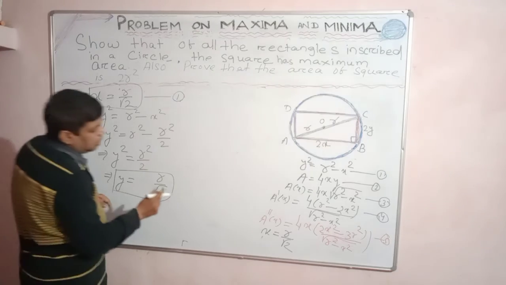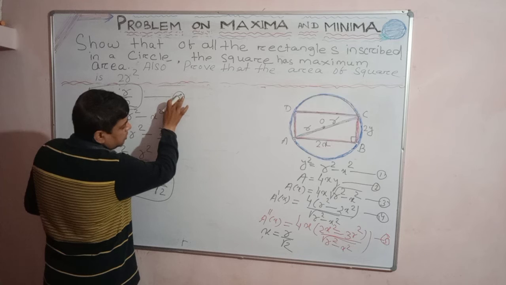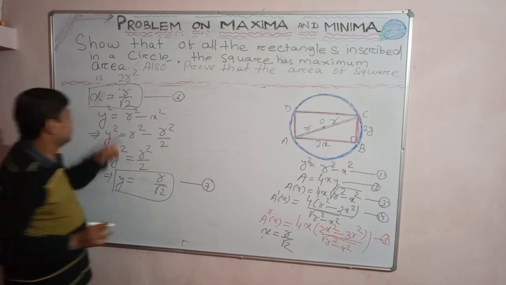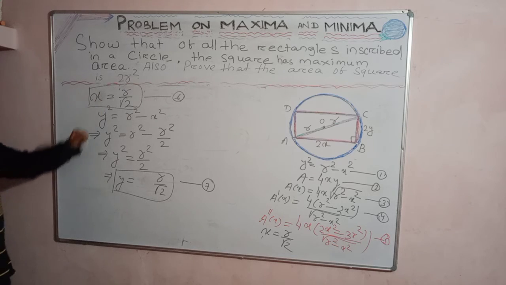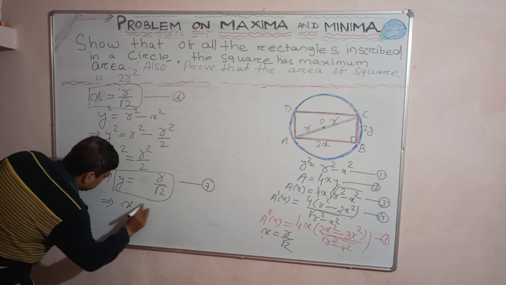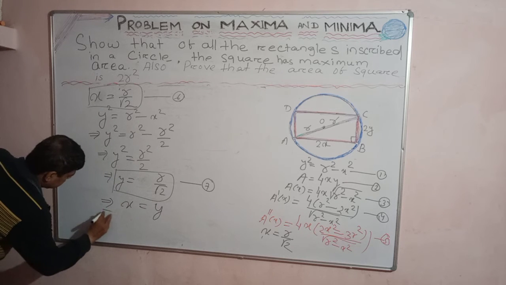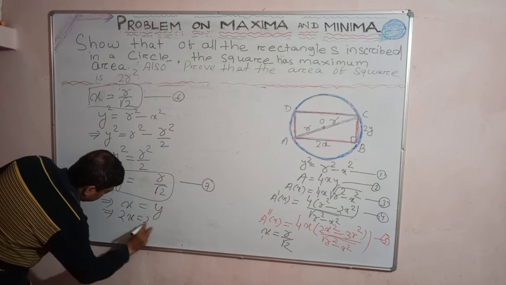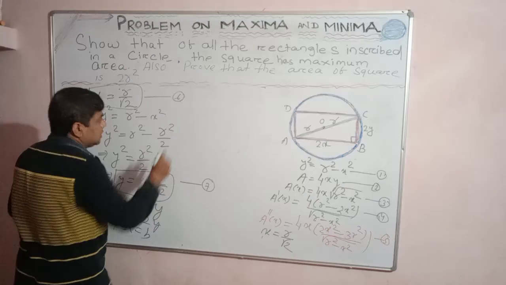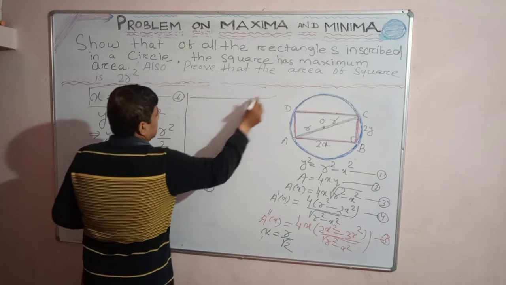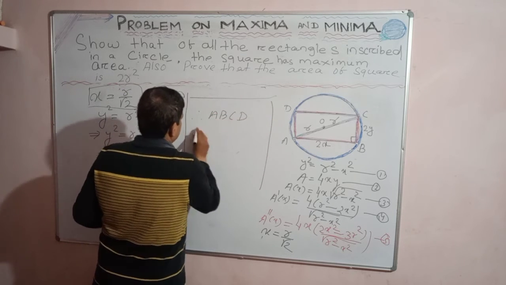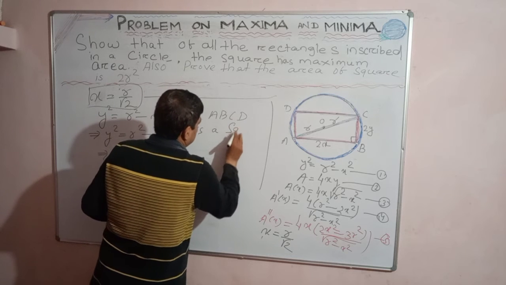Now this is point number 6 and this is point number 7. You see from the points, x is equal to r upon root 2, y is equal to r upon root 2. This means from this equation it's clearly understood x is equal to y. Sides are equal. That implies 2x is equal to 2y, so length is equal to breadth. Thus it clearly means the given rectangle is a square. So ABCD is a square.